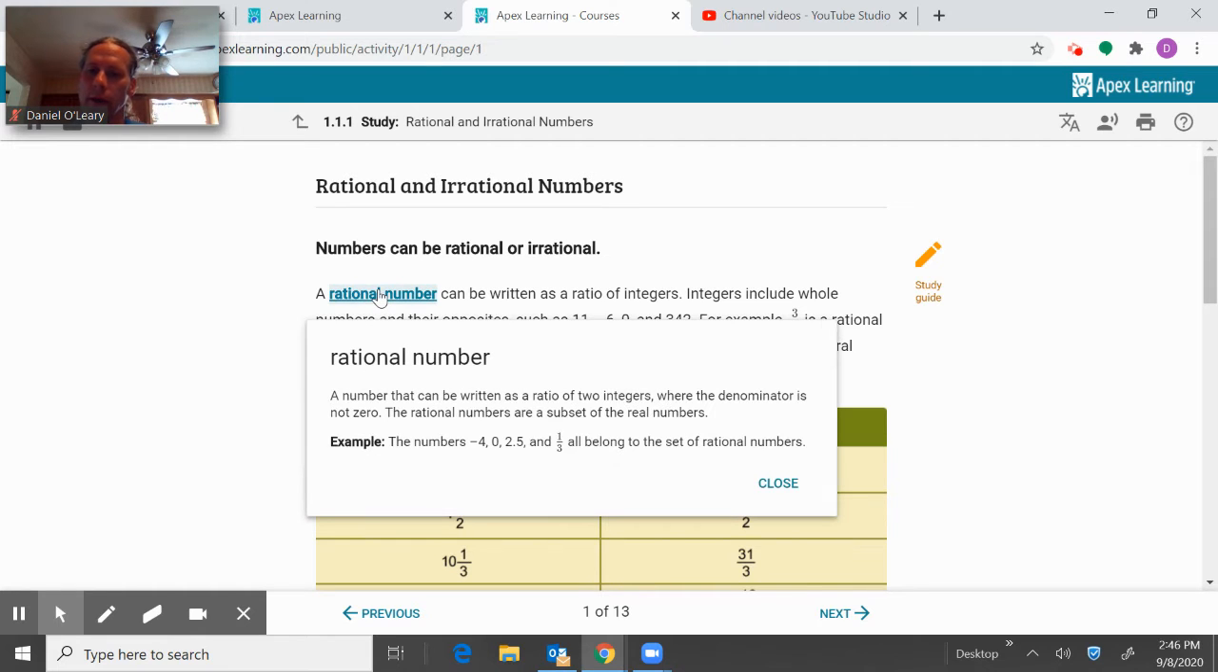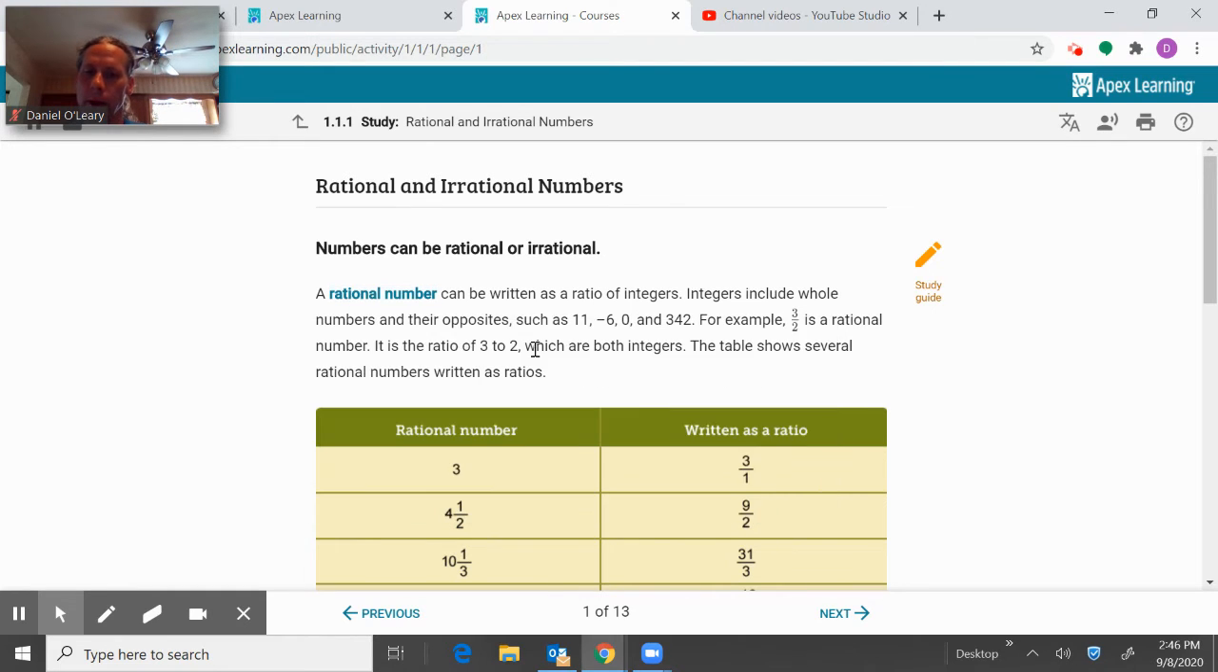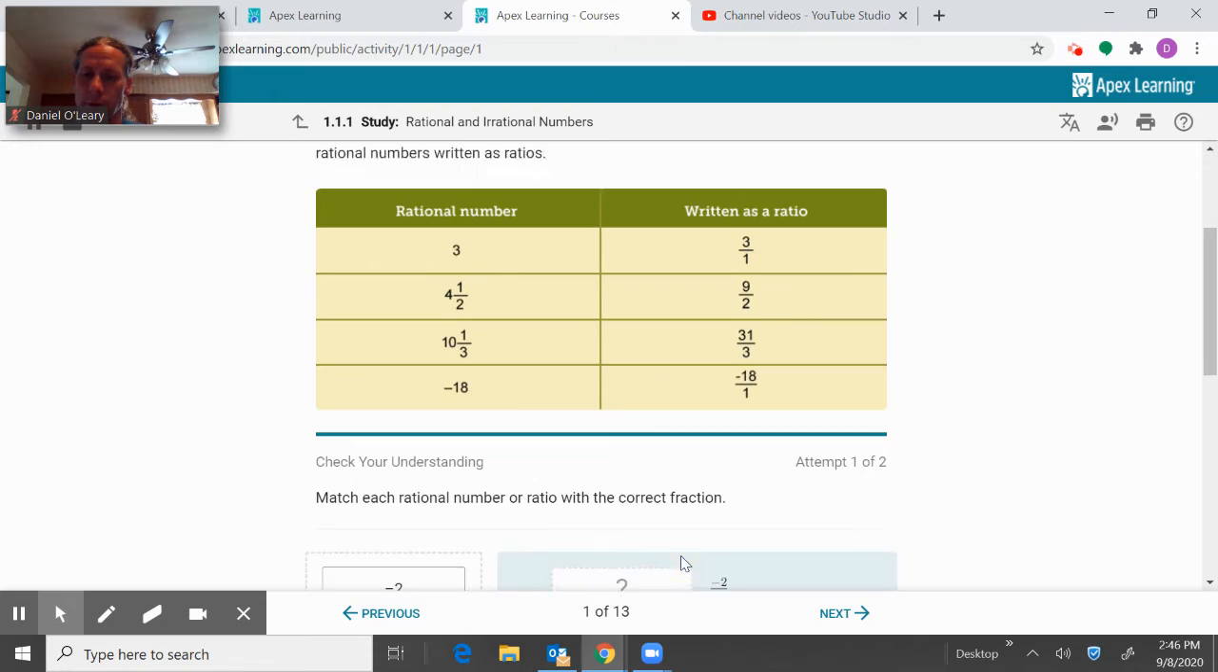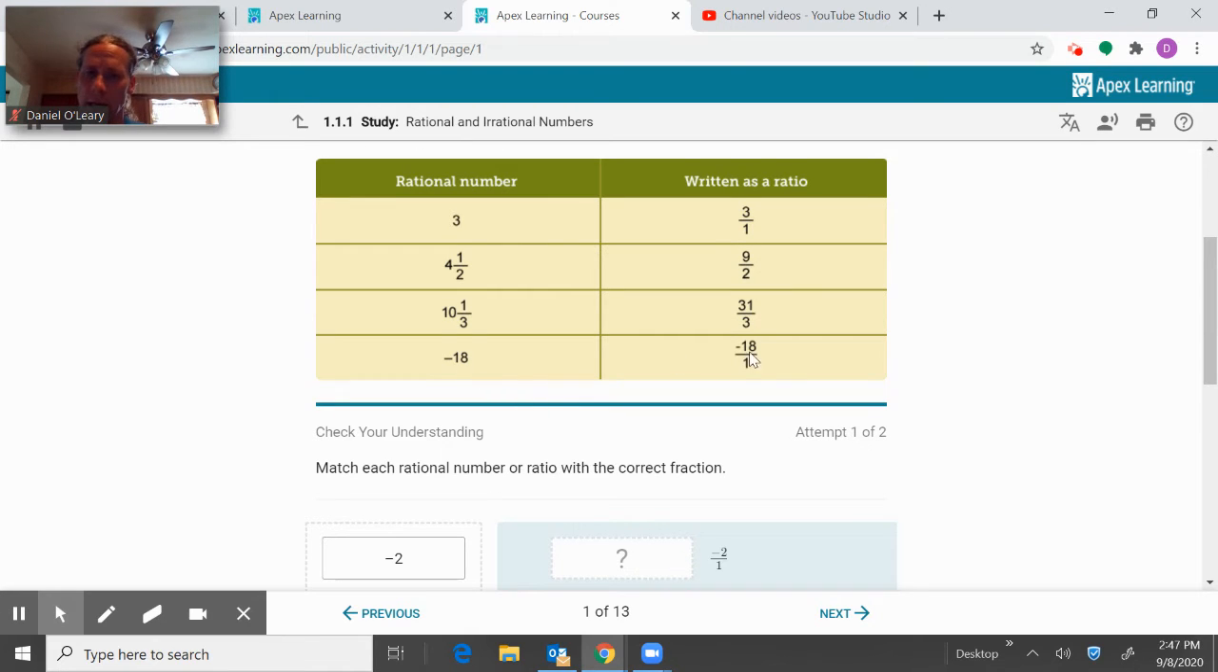If you click that, it gives you the definition of the word. So rational number, it tells you what a rational number is when you click that. And then it gives you some information about rational numbers. It tells you how rational numbers, whole numbers even, can be written as ratios. This mixed number can be written as a ratio, and so on. Even negative numbers can be written as ratio fractions.